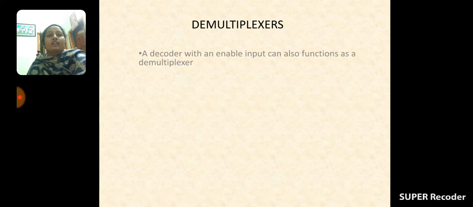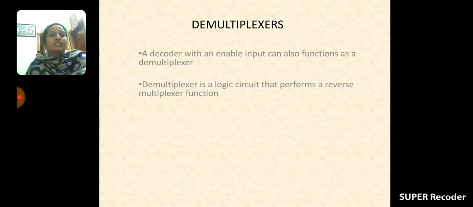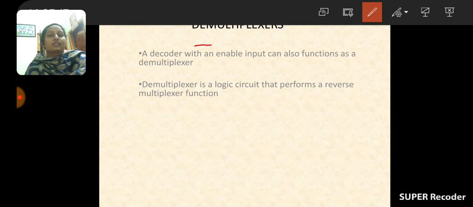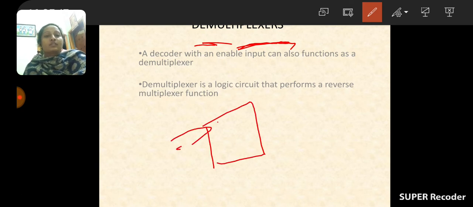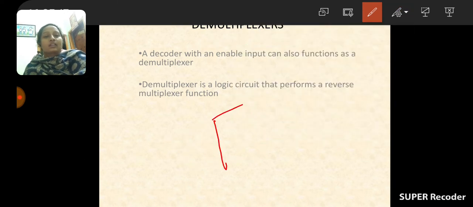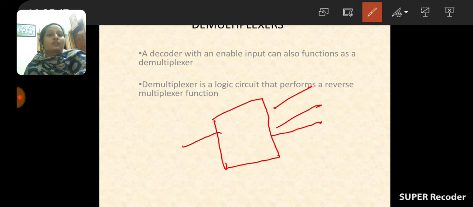Okay, and while coming to the next topic, what is our next topic? Demultiplexer. The name itself indicates that a demultiplexer is the opposite function of a multiplexer. The multiplexer will combine the inputs and produce a single output. But the demultiplexer consists of a single input and 4 output lines.